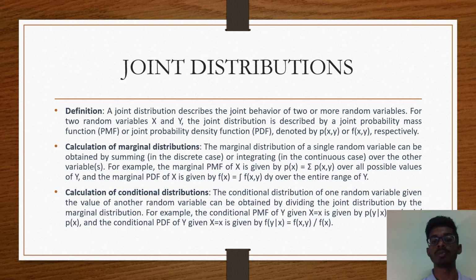The marginal distribution of a single random variable can be obtained by summing or integrating over the other variables. It means the general properties that are used here are summation and integration. For example, a marginal probability mass function of x is given by p of x equal to sigma p of x comma y over all possible values of y, and the marginal probability density function of x is given by f of x is equal to integral f of x comma y dy over the entire range of y.